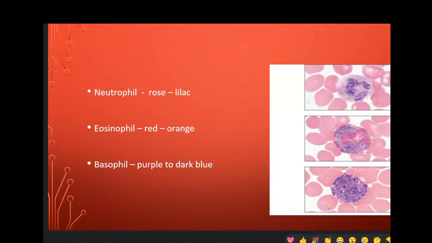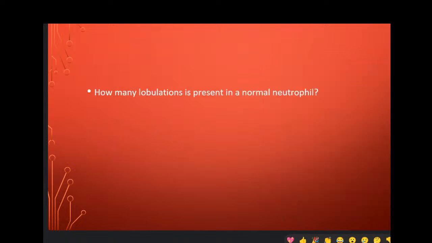Anyways, let's move on to how many lobulations there are. Thank you, Moyo. Now, how many lobulations are present in a normal neutrophil? It's about 2 to 5. Okay, anything more than 5 is known as what? What do you call that abnormal cell? Anything more than 5? Sakit siya, class. Vitamin B12. Usually it's seen with patients with vitamin B12 deficiency.